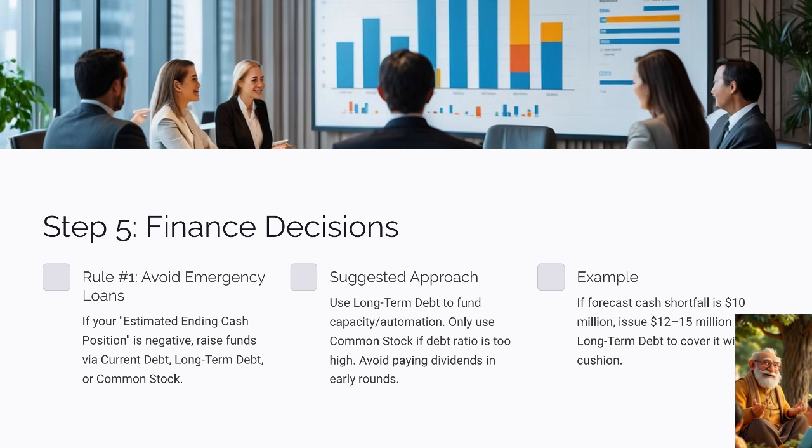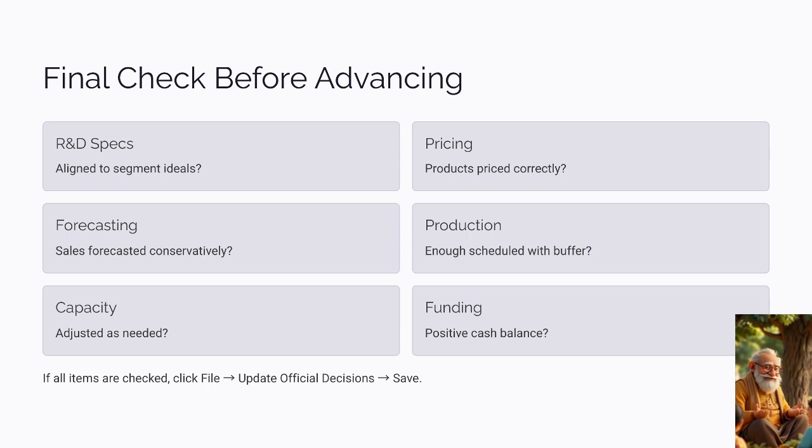Slide, Final check before advancing the round. Before you click Advance Round, do this checklist. Have you aligned R&D specs to segment ideals? Priced products correctly? Forecasted sales conservatively? Scheduled enough production with some buffer? Adjusted capacity and automation as needed?